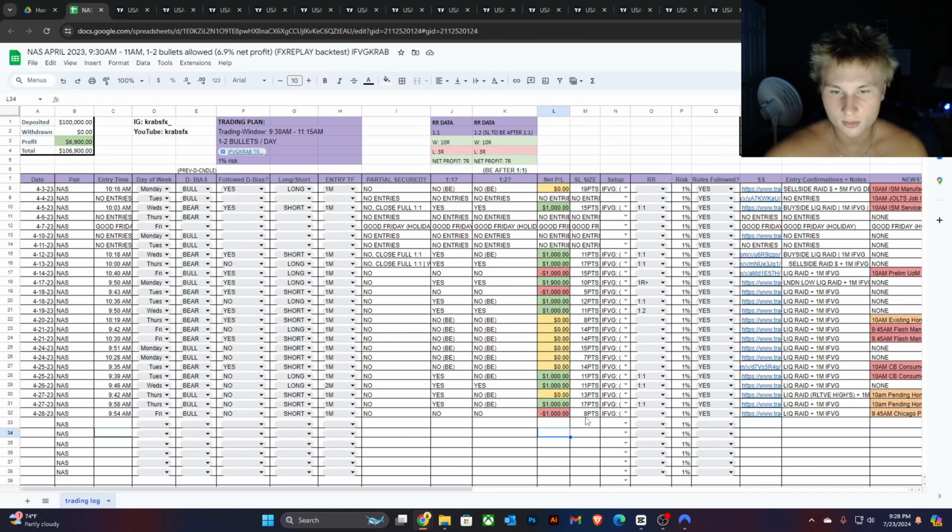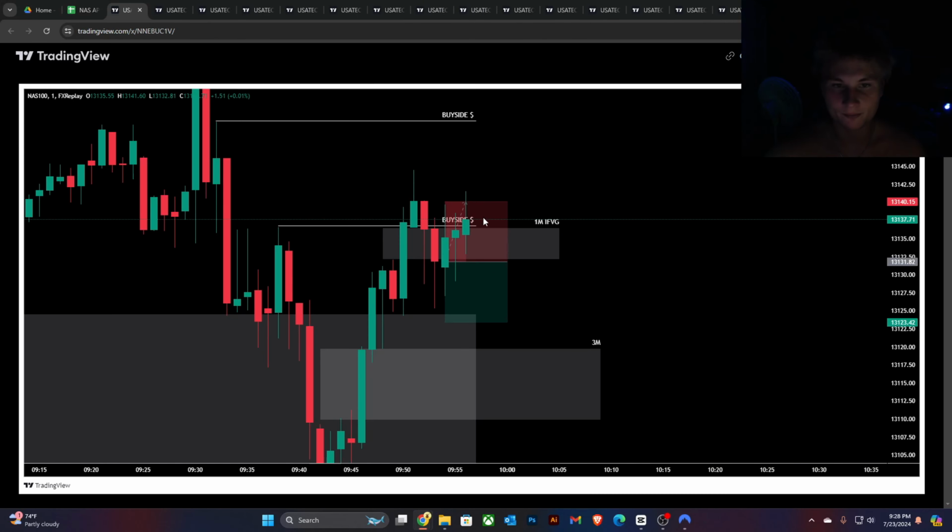Let's go over the last trade, a good loss here. Let's see if this was valid. Buy side liquidity here raided for liquidity. 1 minute inverse fair value gap right here, close below, boom, entry right here. Stop at the high of the bodies of the candles, and we pushed into profits a little bit.